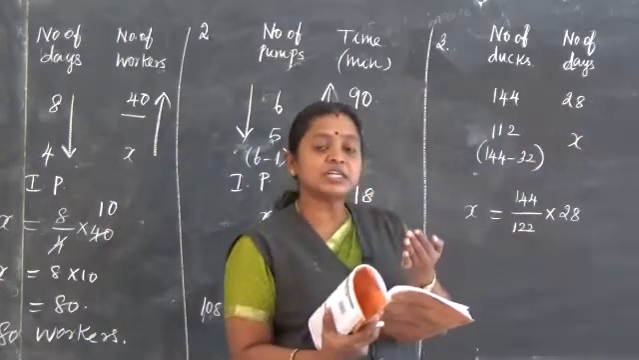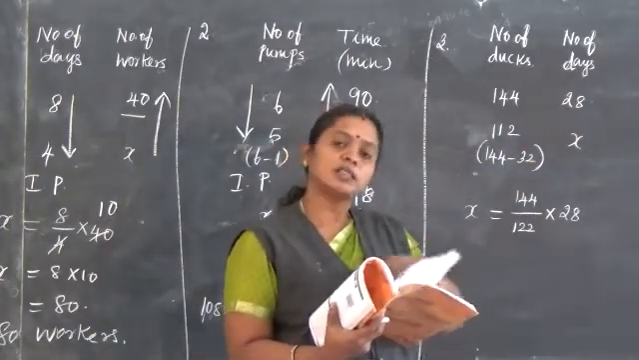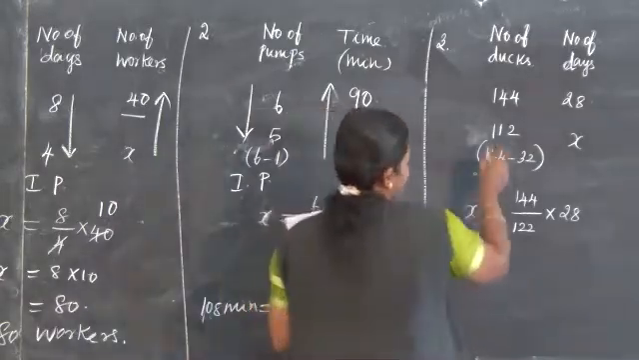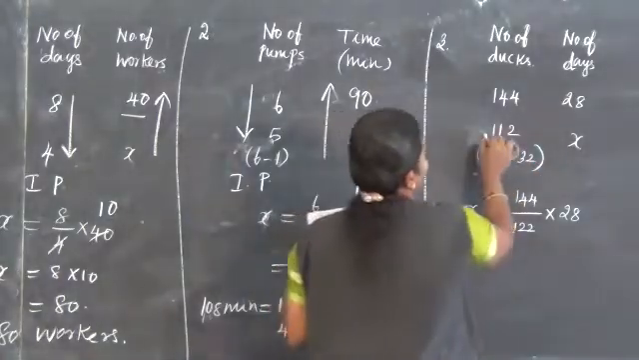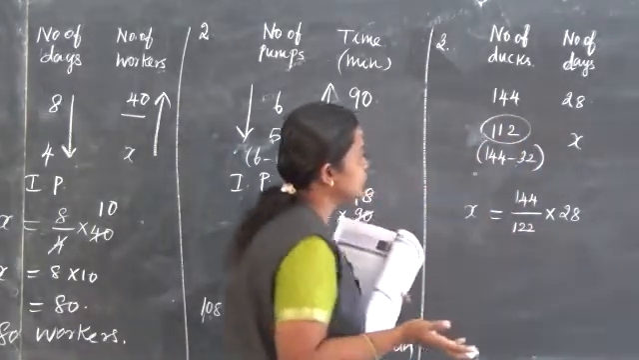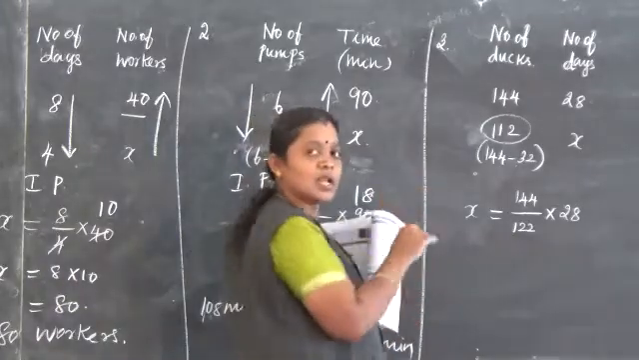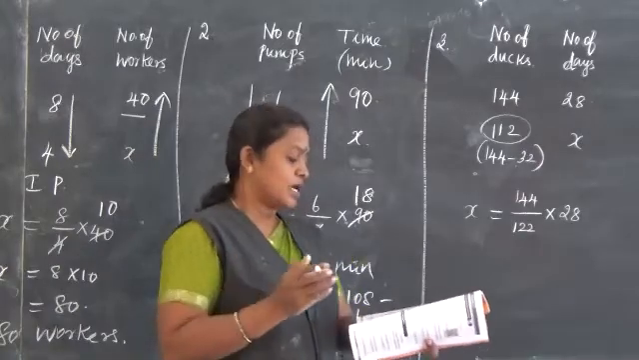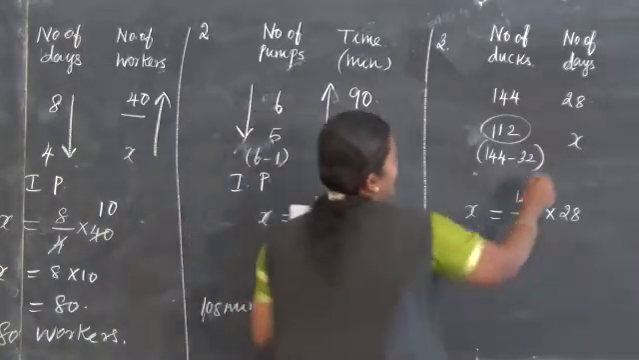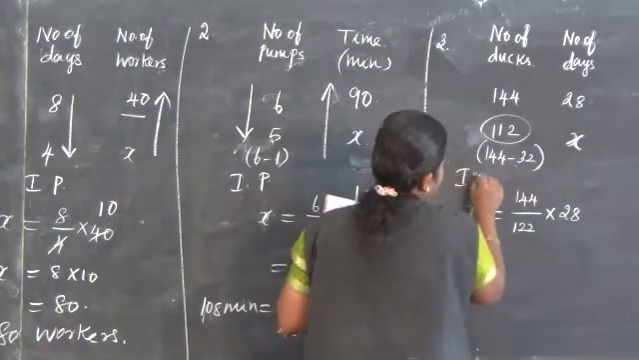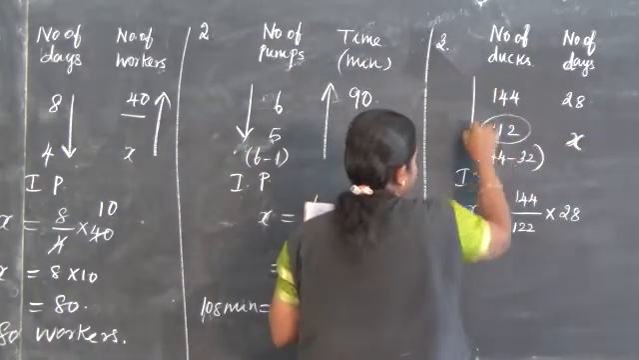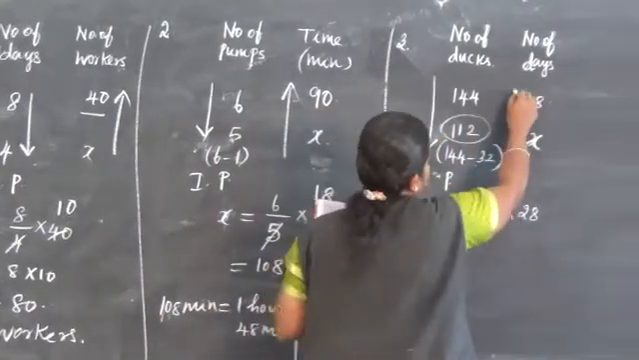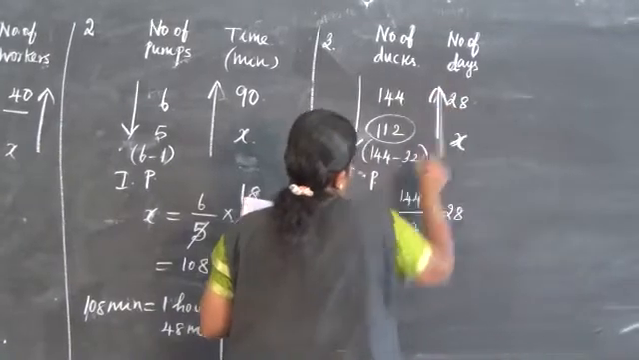Now if he sells 32 ducks, what has he done? He sold 32 ducks. So now how many ducks does he have? You should subtract 144 minus 32. Totally, after selling 32 ducks, he has 112 ducks. For those 112 ducks only, we should find out the food for how many days. It is an inverse proportion, because the number of ducks is decreasing, so definitely the days are increasing.